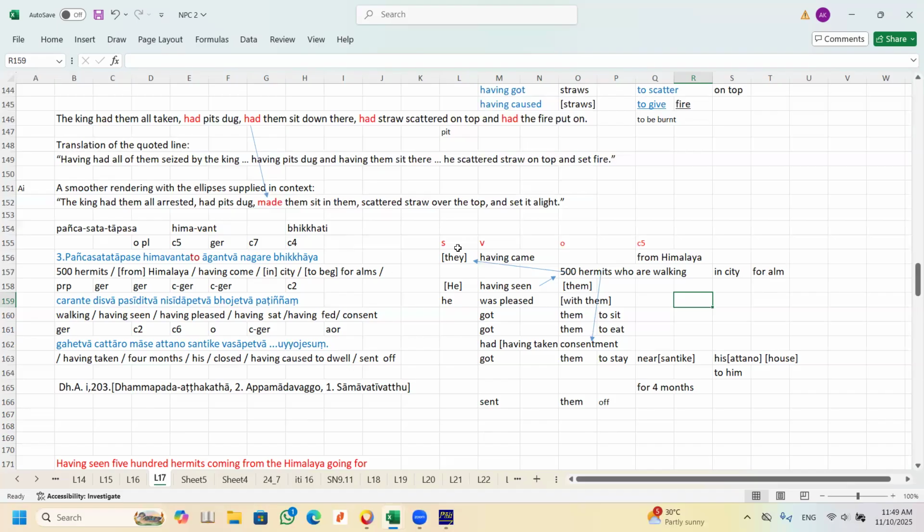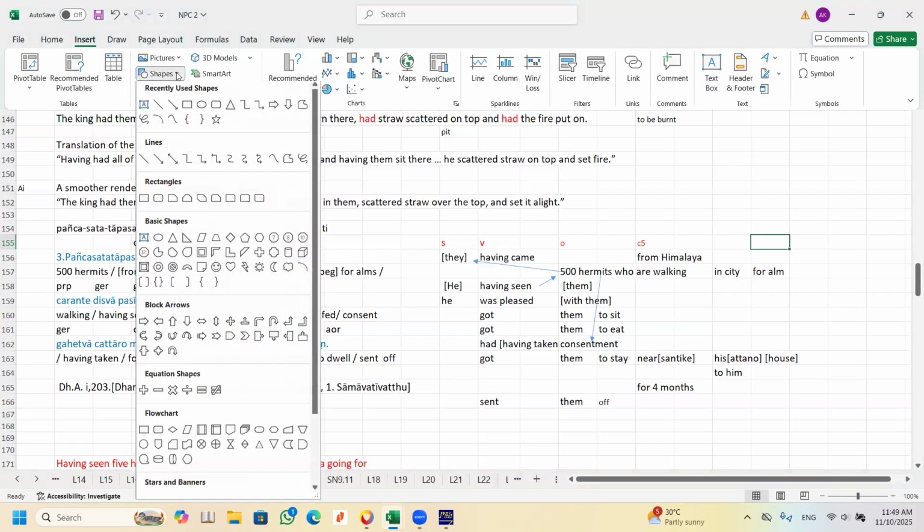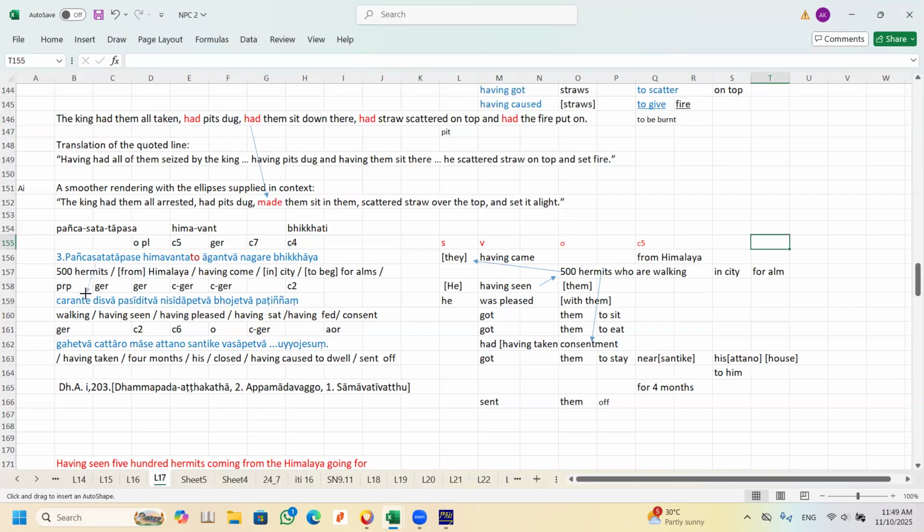Okay, for alms. Normally the indirect object is last, then you see here Nagara, in the city. That means you can see the word here, PRP. This PRP has the same case as this one. These two are the same case. That means in this case, this is describing this. They may not appear in the same line, but this is describing it.